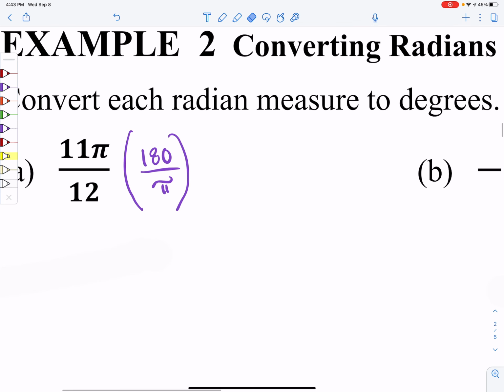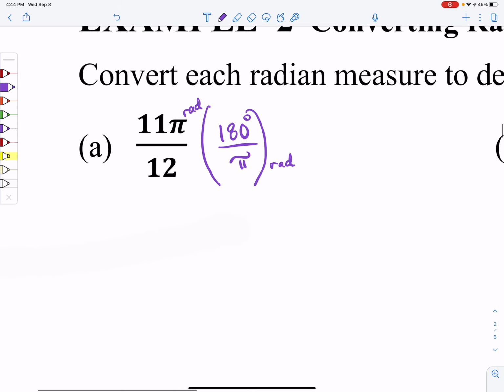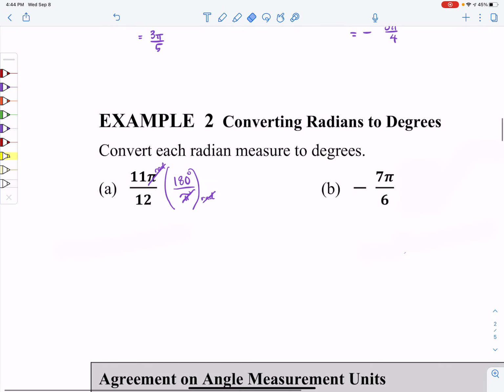You're choosing 180 over pi because technically there's a radian on top and there's a radian on bottom. There's a degree on top. You want your radians to cancel, leaving you only the degree unit. So that's really why you're choosing 180 over pi. So just get that into your mind. But you are correct. The pi's are going to cancel as well as the radians. There's more that you can cancel. There's more reducing that you can do. The calculator can do this for you, but if I reduce everything, I'm going to get 330 degrees.